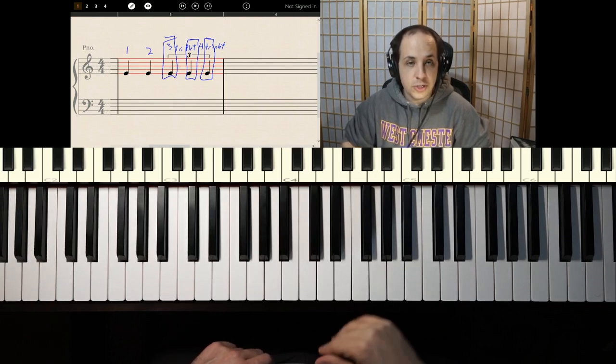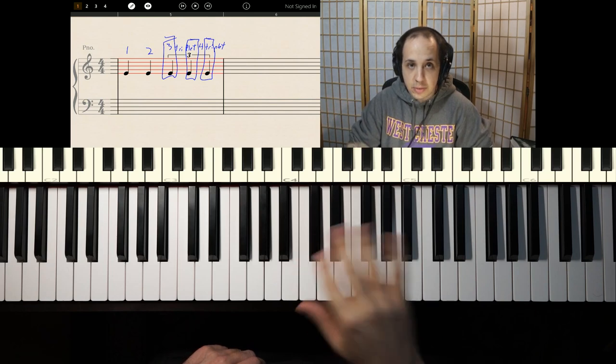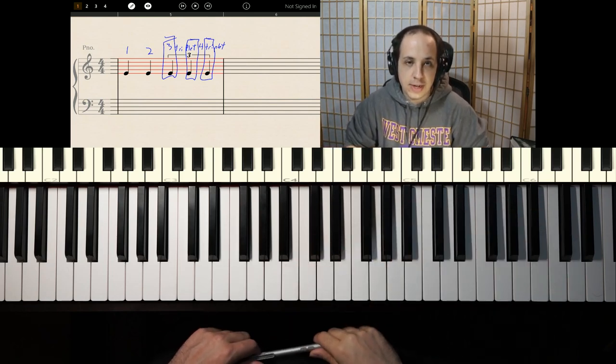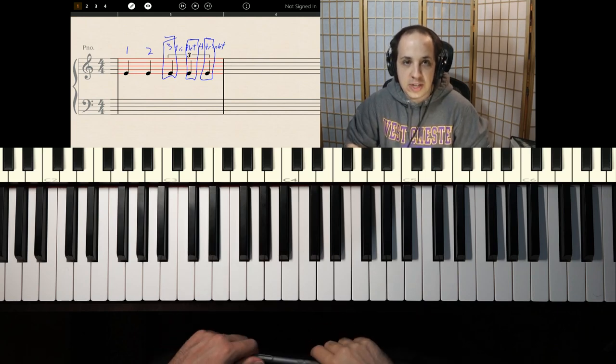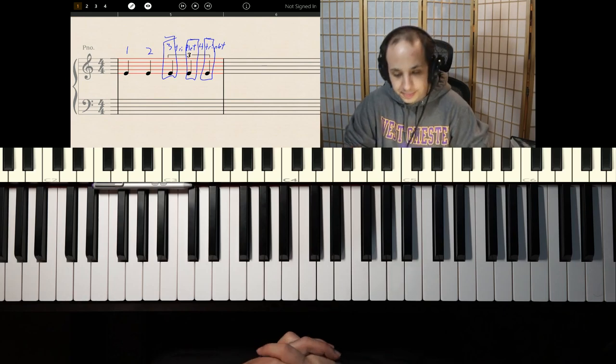So I suggest when you count them, still count them as eighth note triplets, but then play them on the correct things like we talked about. So again, it takes a long time to wrap your head around this. Some of you may get it right away. You might be a rhythm master or something of that nature.